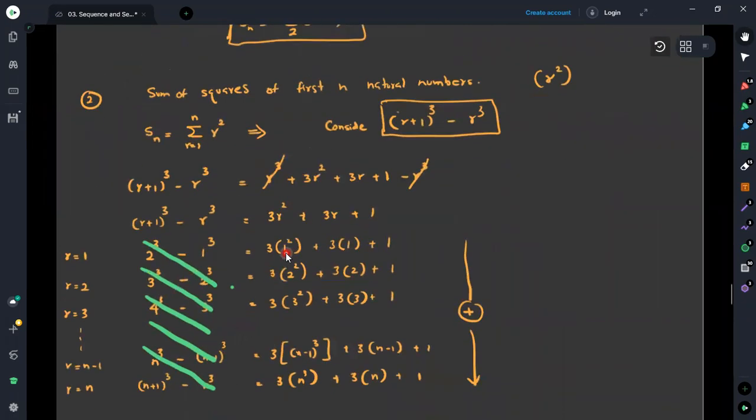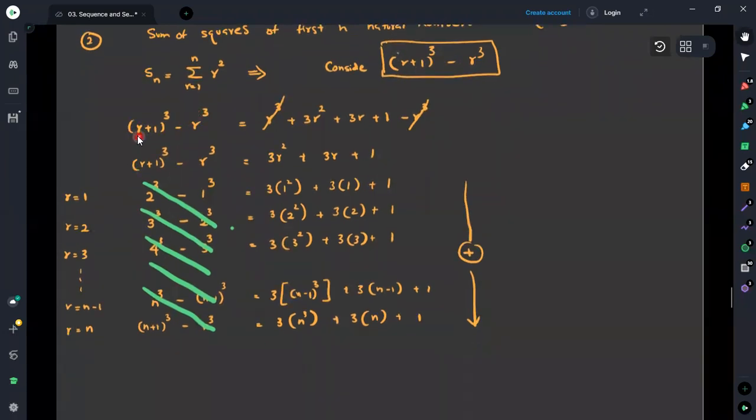Thereafter we discussed the sum of the squares of the first n natural numbers, which is denoted as the summation of r squared, where r goes from 1 to n. To prove this, we considered the difference of r plus 1 cube and r cube.